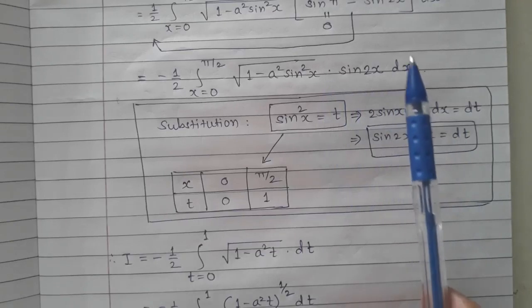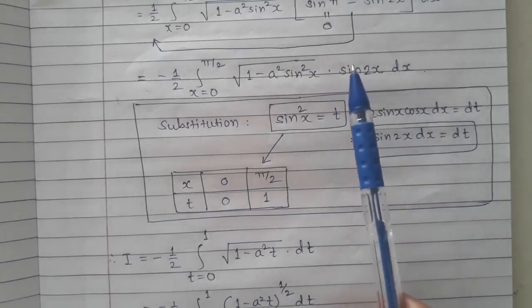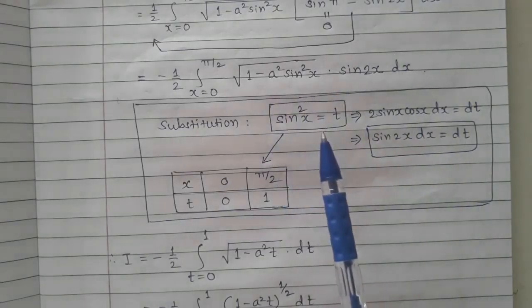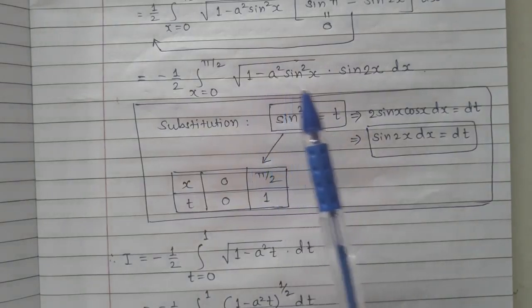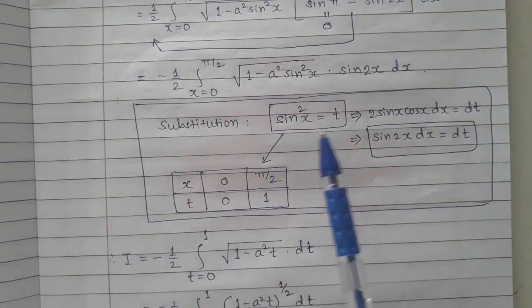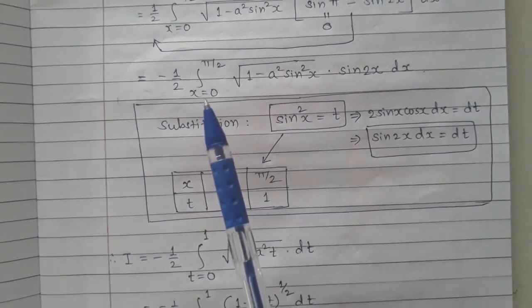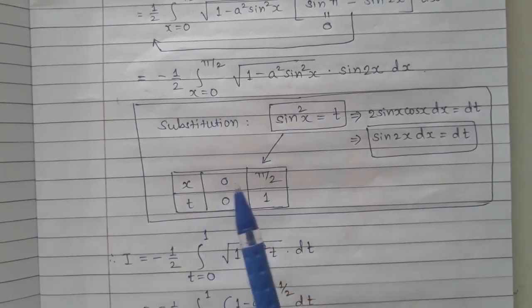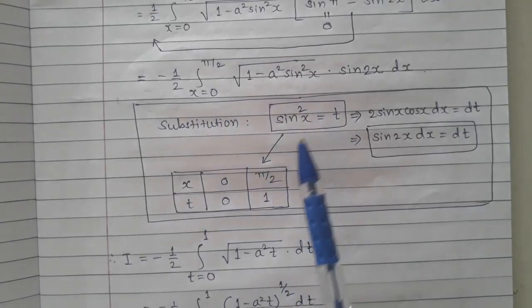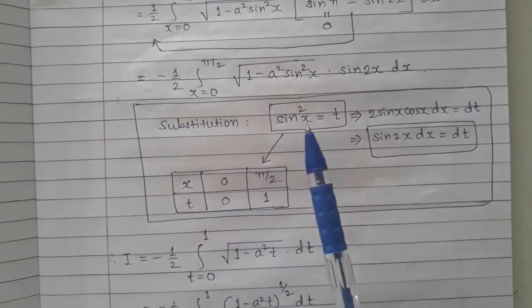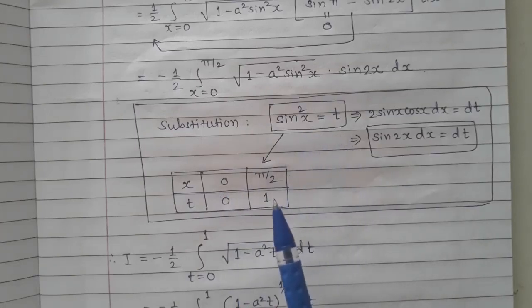That means sin 2x dx is now dt, and by putting sin square x equal to t, the other factor is now root of 1 minus a square t. But because of this, limits will also change. Earlier limits were x equal to 0 to pi by 2. If I put x equal to 0, then t also will be 0. And if I put x equal to pi by 2, we know that sin pi by 2 is 1, so t is equal to 1. That's why new limits are 0 to 1.